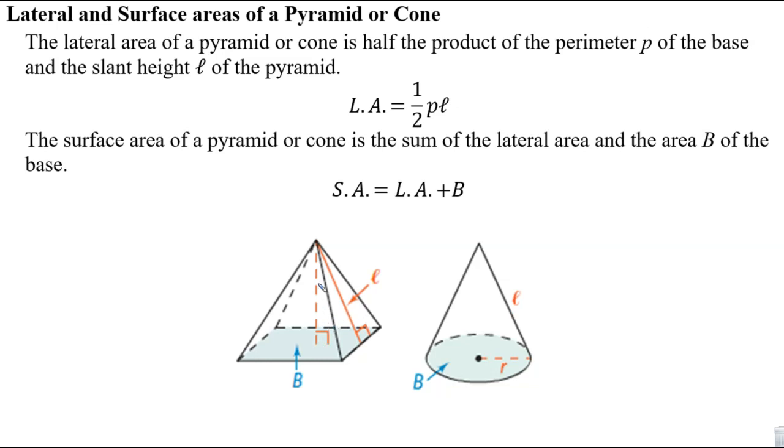Pyramids and cones also have a height running through the middle. That'll be what we use for volume in a few minutes here. So LA equals 1/2 times P times L. The surface area of a pyramid or cone then is the sum of the lateral area and the area of the base B. So just like with a prism or cylinder, the surface area is the lateral area plus the bases. Now in this case, there's only one base on the pyramid or the cone. That's why it's a single B instead of 2B.